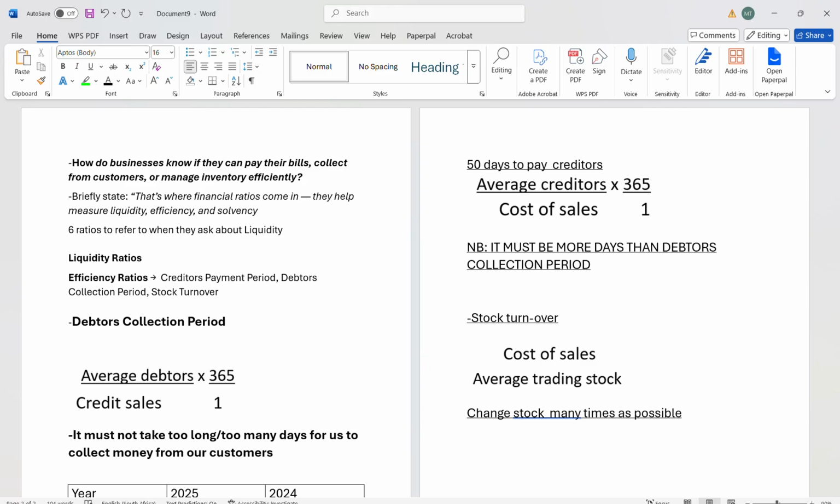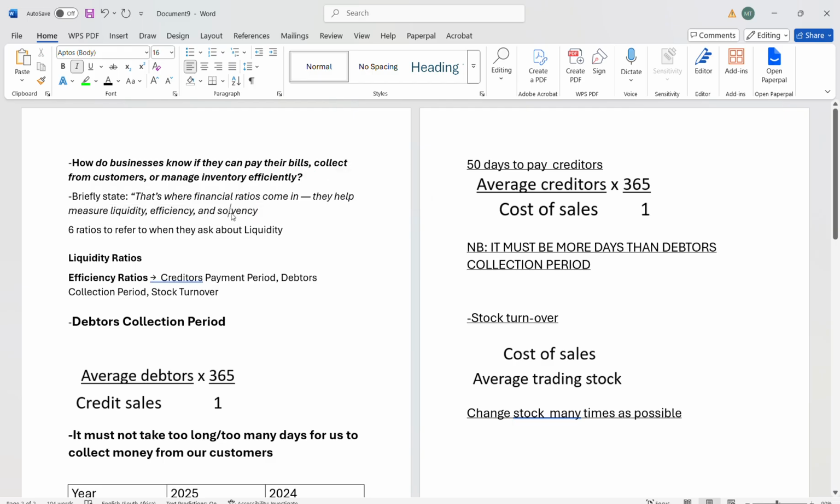So liquidity means how businesses know if they can pay their bills, collect from customers, or manage inventory efficiently. In easy terms, it means the ability of a business to settle its short-term commitments. So that is our liquidity ratio. That's where the financial ratios come in: they help measure liquidity, efficiency, and solvency.